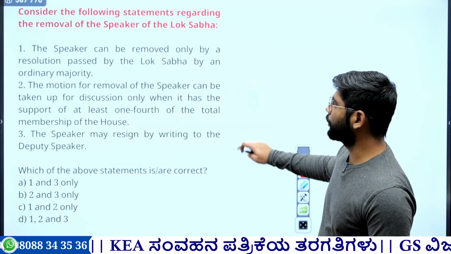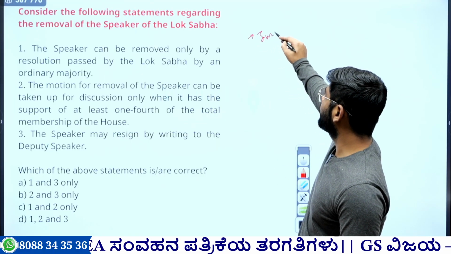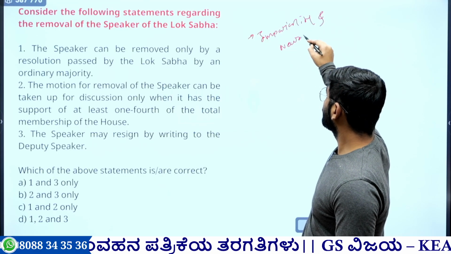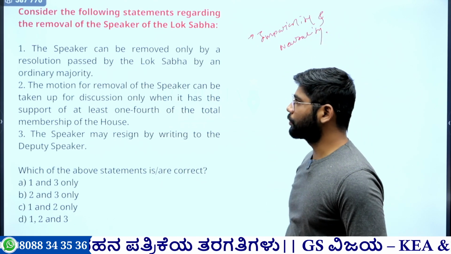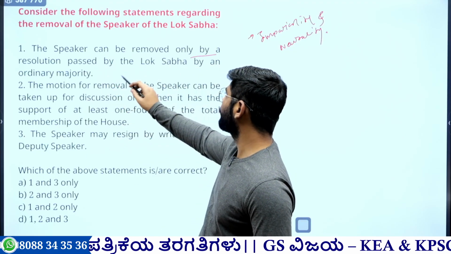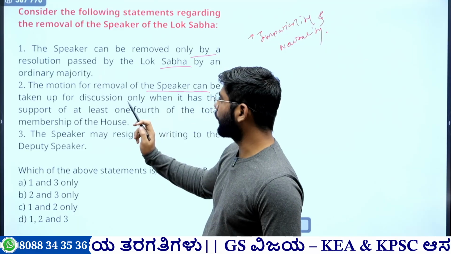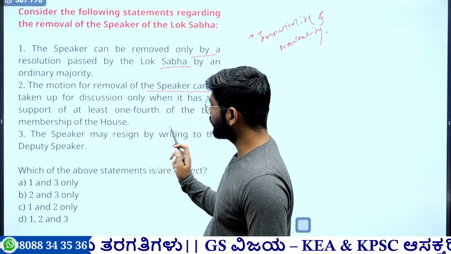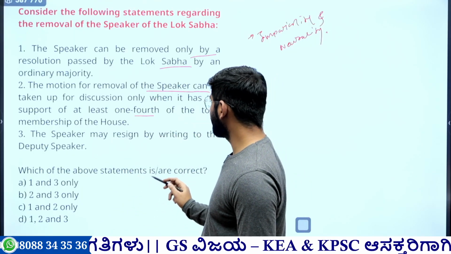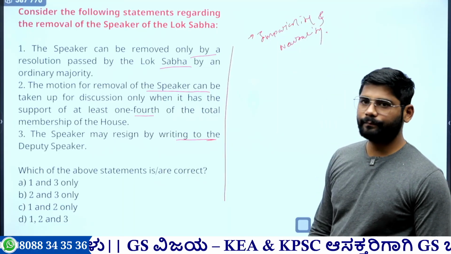Then the next question is about the removal of the Speaker. This is to maintain the impartiality and neutrality of the office of Speaker. There are certain provisions in the Constitution. The Speaker can be removed only by a resolution passed by the Lok Sabha by an ordinary majority. The motion to remove a Speaker can be taken up for discussion only when it has the support of at least 1/4 of the total membership of the House. Then the Speaker may resign in writing to the Deputy Speaker. Let me know which one is correct here.